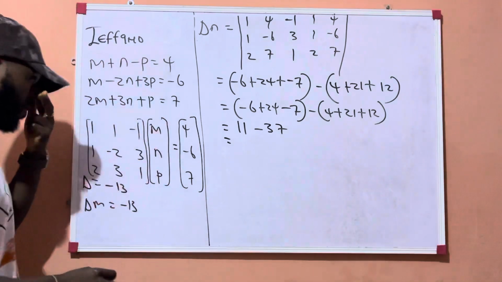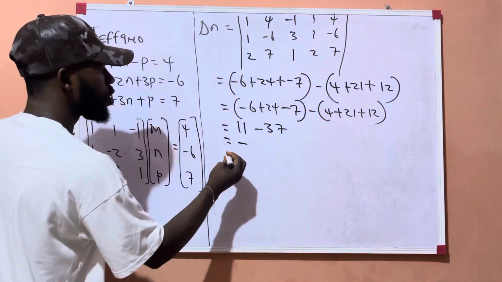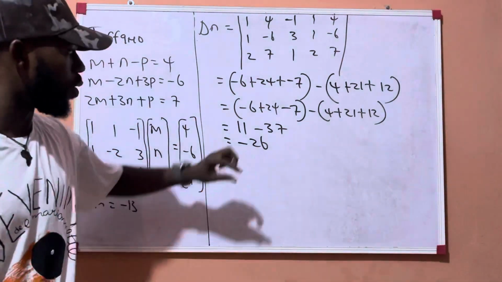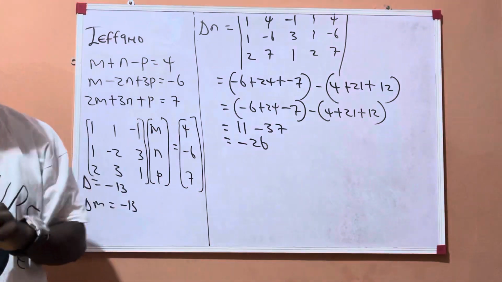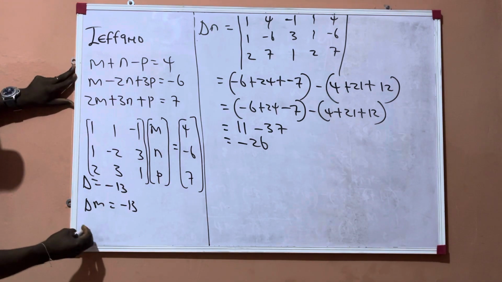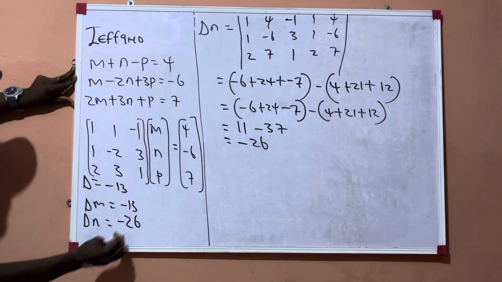11 minus 37 will give us minus 26. Yes. Why again do we have minus 26? Because 37 is bigger than 11. Now we have solved our change in n, and our change in n is minus 26. Let's write it here. Change in n is minus 26.